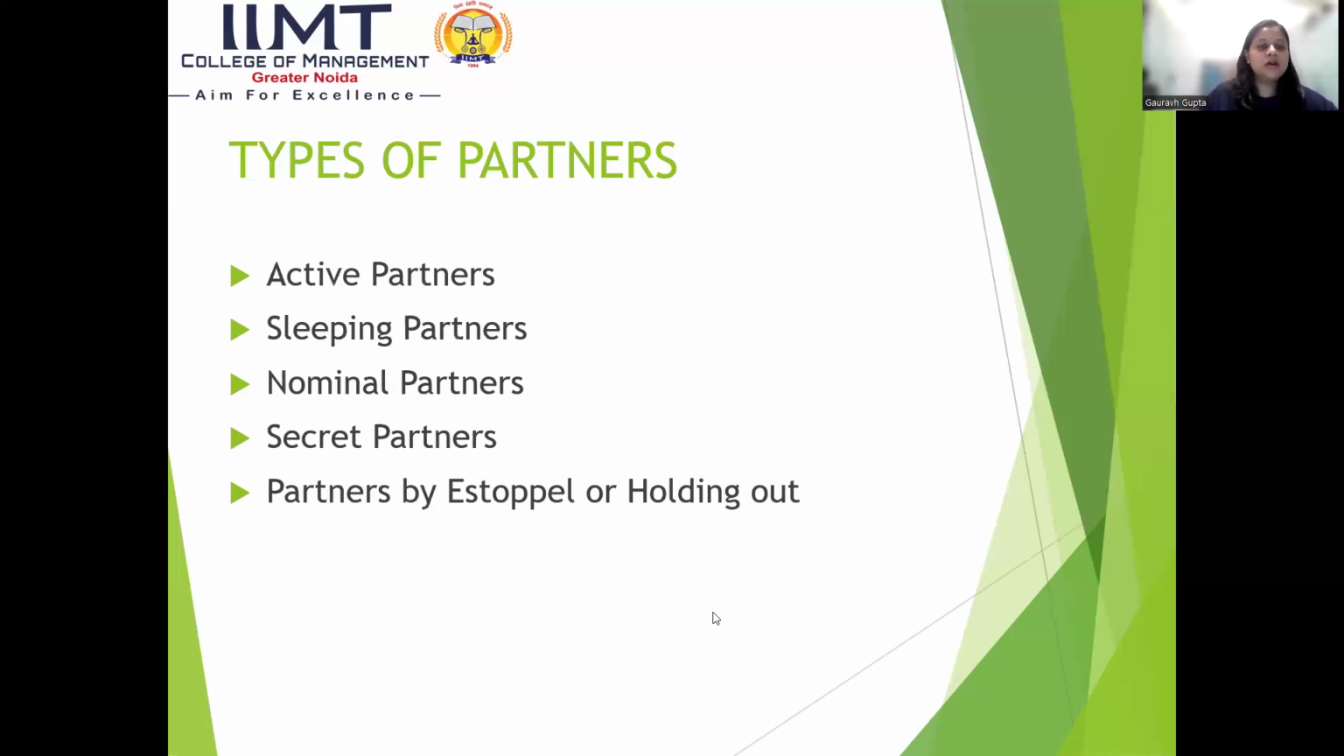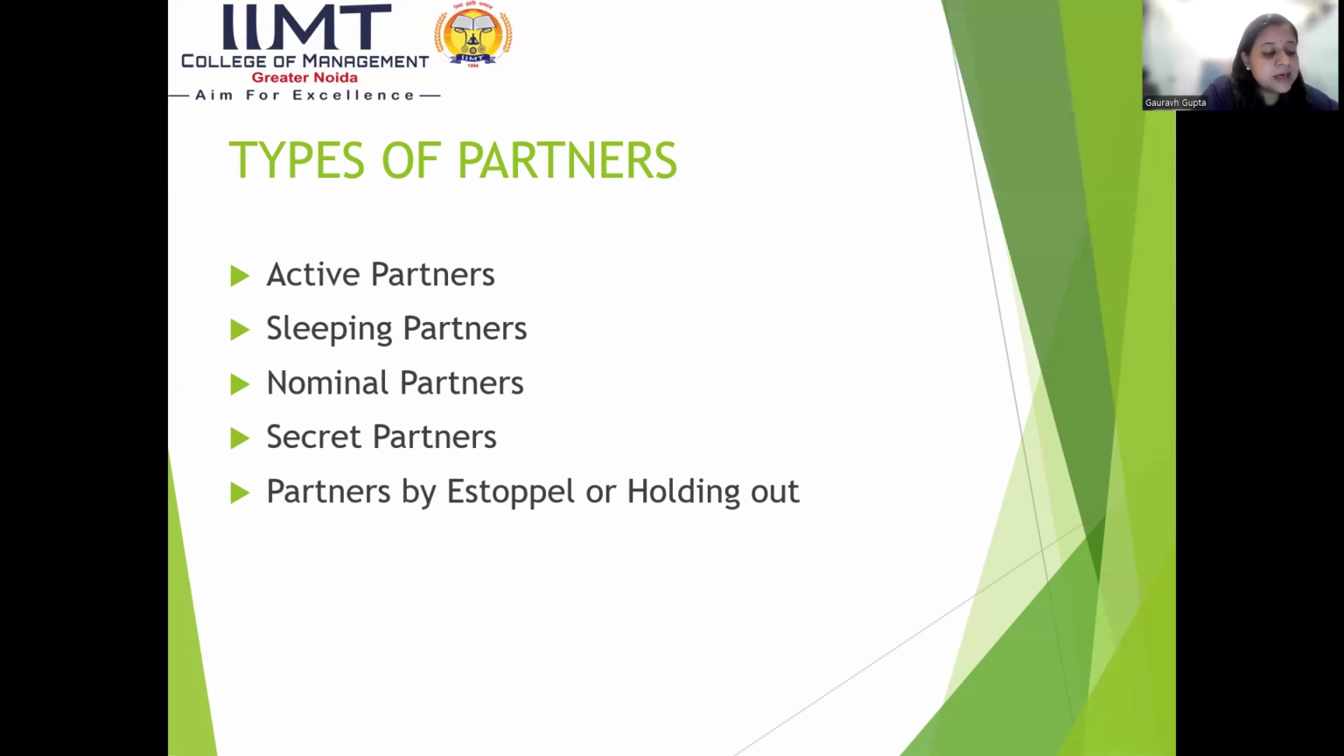Next, we are moving to the concept of types of partner. The first one is active partner. An active partner is a partner who contributes capital, shares profit and loss, participates in management, and has unlimited liability. Second, sleeping partner. A partner who contributes capital, shares profit and loss, has unlimited liability, but does not participate in day-to-day activity. Third, nominal partner. The partner who does not contribute capital and does not share profit and loss, but allows the partnership business to project him or her as a partner.